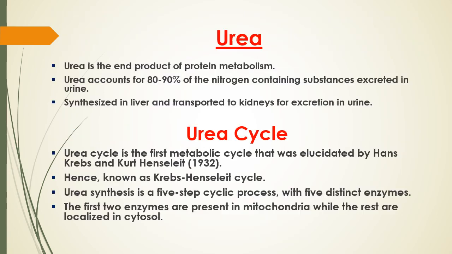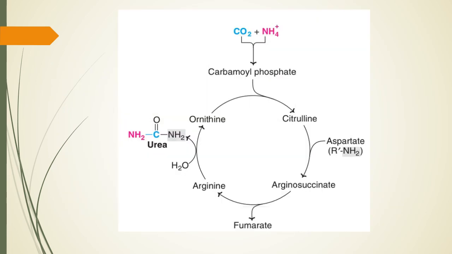Urea is the end product of protein metabolism and it accounts for 80 to 90% of the nitrogen containing substances excreted in urine, and it is synthesized in liver and transported to kidneys for the excretion in urine. The urea cycle was elucidated by Hans Krebs and Kurt Henseleit in 1932, and it is a five-step cyclic process with five distinct enzymes. The first two enzymes are present in mitochondria while the rest are localized in cytosol. The above figure represents the urea cycle.